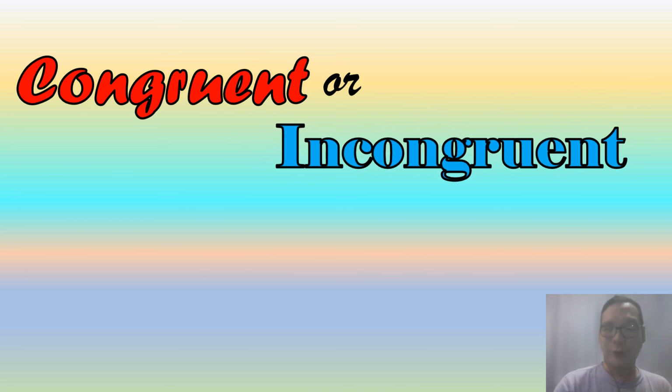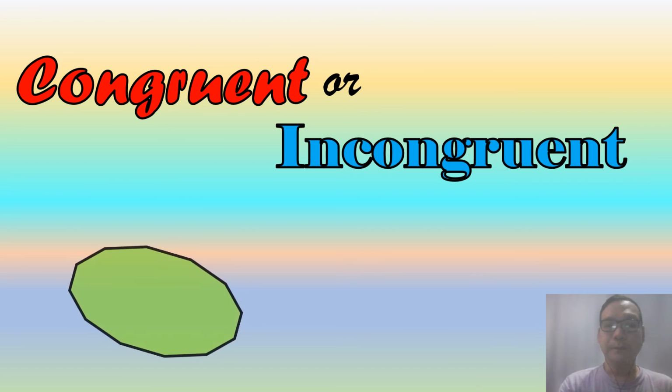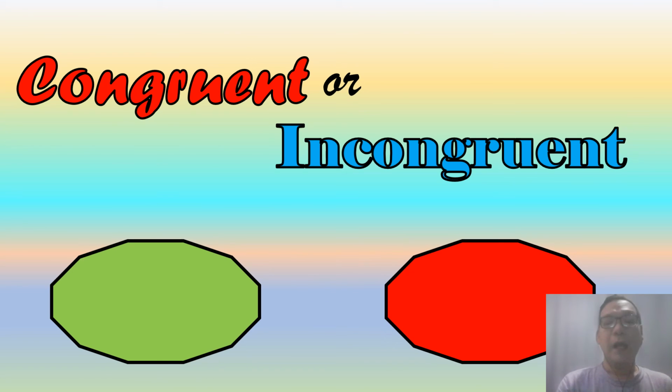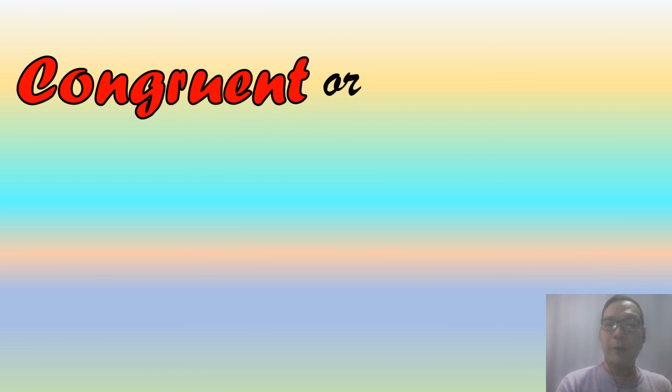Now look at the pictures of the pair of polygons that I'm going to show to you and identify or figure out if the pair of polygons is congruent or incongruent. Once you say incongruent, it means not congruent. Ano? That is another way of saying not congruent. Incongruent. So congruent or incongruent. Okay, very good. This is a congruent polygon. How about this one?